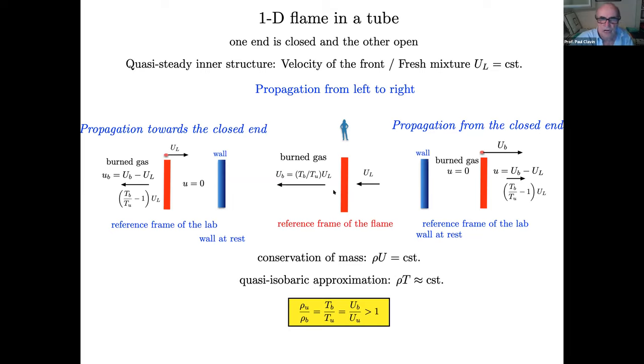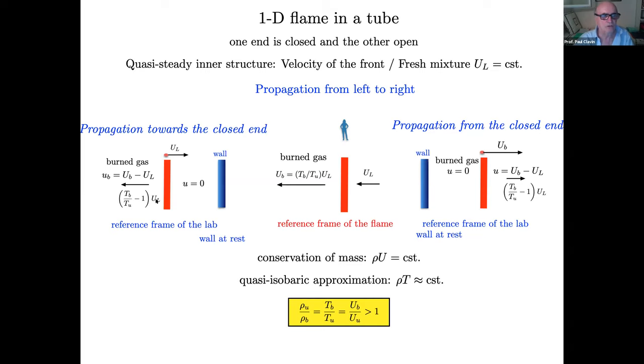So now, if you go from here to here, you will find simply that the burned gas, in the reference frame of the lab, when the flame propagates towards the closed end, the burned gas flows and escapes toward the open end with the difference of UB minus UL, which is written here.